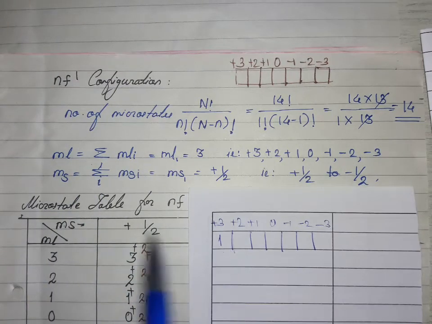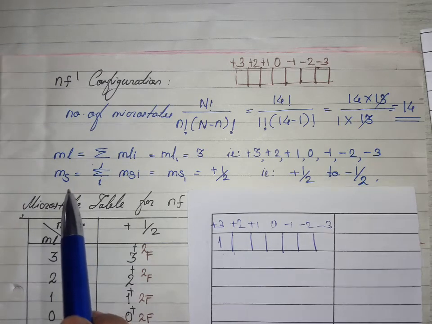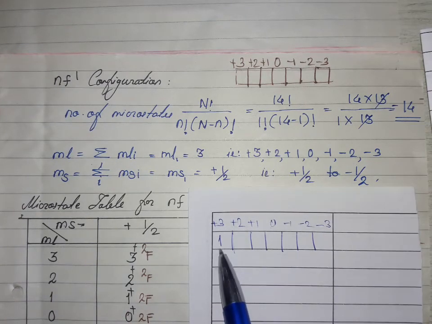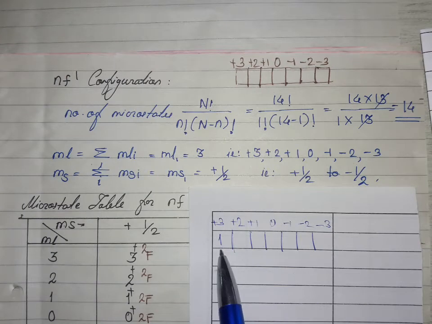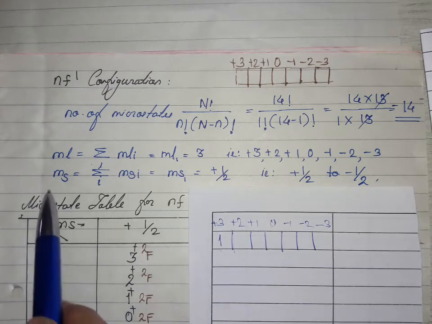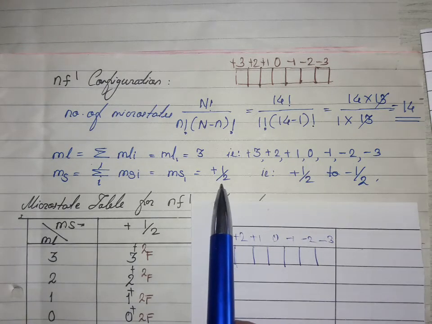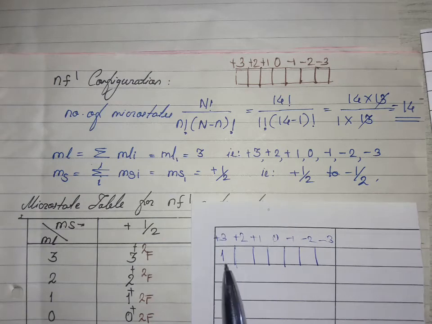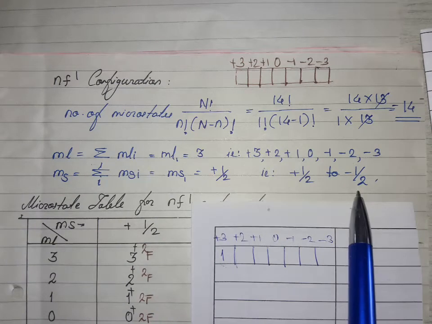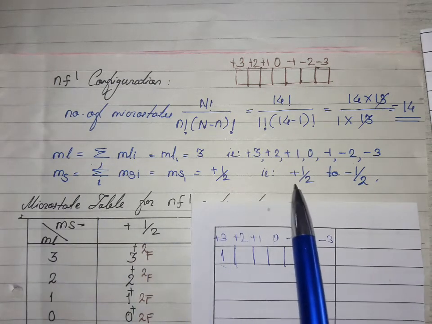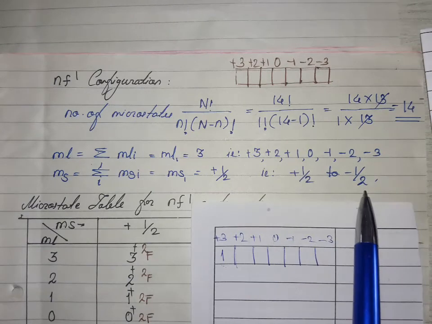And what about MS? MS is the spin number. This electron shows positive spin, it is plus 1 by 2. The spin of that electron is plus 1 by 2, that's why MS is equal to plus 1 by 2. So the range is either plus 1 by 2 or minus 1 by 2. The range for MS is plus 1 by 2 to minus 1 by 2.